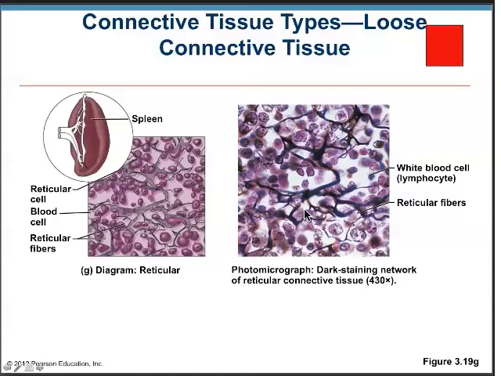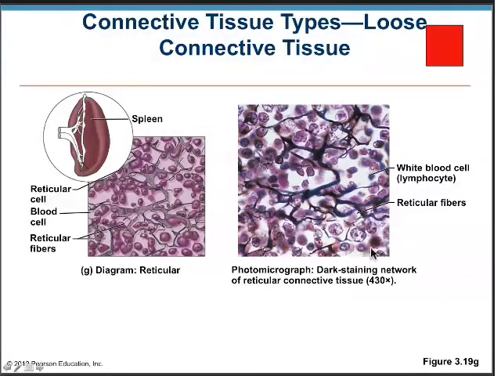Here is loose connective tissue. It's a reticular tissue, meaning it has a mesh-like arrangement of fibers running through it. This delicate network of interwoven fibers provides structure and support. The locations include the stroma of lymphoid organs, as well as lymph nodes, the spleen, and the bone marrow.